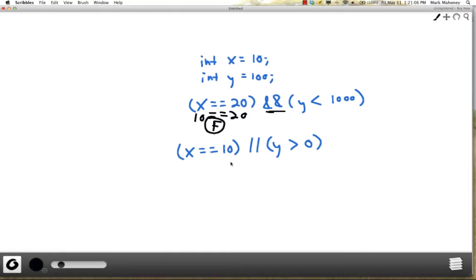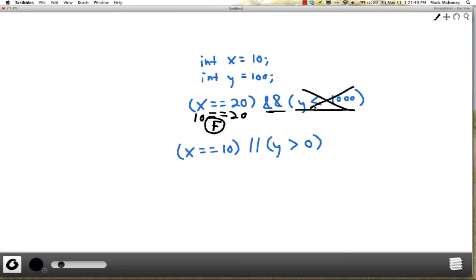Here x is not equal to 20. So we know the first operand is false. So the computer will not even bother executing the y less than 1,000. This will not even get executed because it really has no effect on the overall expression. No matter what, the whole expression is going to be false. And we know that as soon as, in an AND operation, the left-hand operand results in false. This is called a short circuit evaluation.